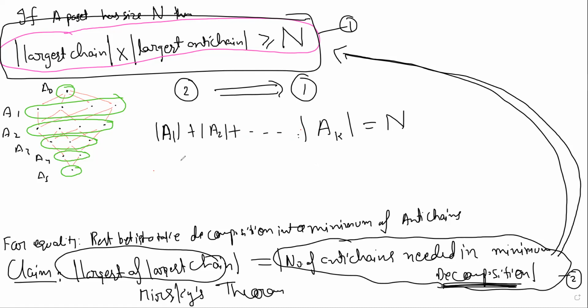So these are the antichains, right? This A1 is some collection of elements which are not related. A2, another collection of elements. Among them, they are not related. And in this way, I'm decomposing my poset. And this is always possible. That's a different thing that's easy to see.